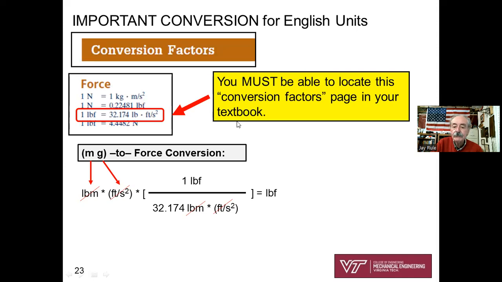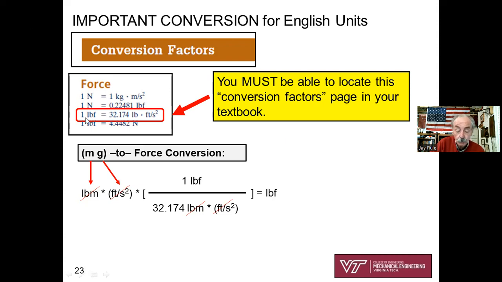Here's the path to get what we need. You've got to be able to locate this one-page set of conversion factors in your textbook, whether you're using a paper book or an e-book. You've got to find this one page. If you're doing electronic, somehow bookmark this page or save it as a PDF image. Make a screenshot, do something so that you can quickly find this one page of conversion factors. I've pulled out what you need.